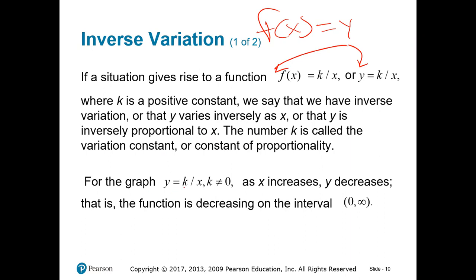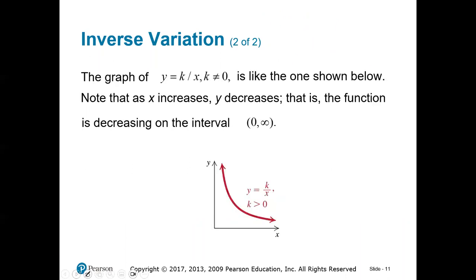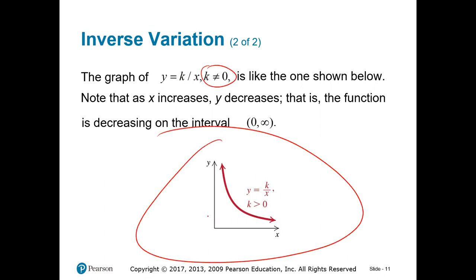For the graph where y equals k divided by x, k is not going to equal 0. As x increases, y decreases, which makes sense because now we're talking about fractions, right? That is, the function is decreasing on the interval of 0 to infinity. And you notice it does not include 0 because it's a fraction. So now we have the graph of y equals k divided by x, where k does not equal 0. Here is a graph of what it would look like.